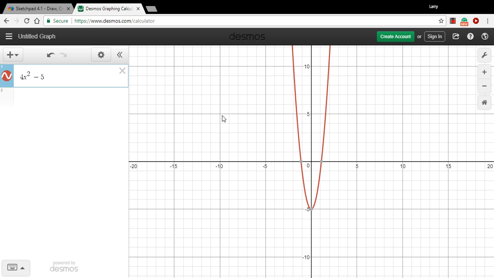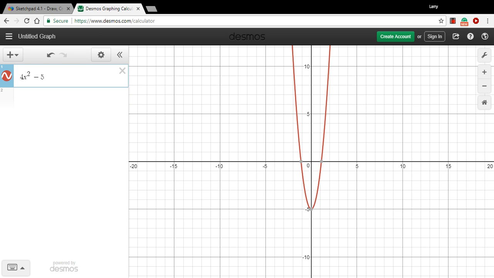What the minus 5 does is just move it down 5. The basic function, just x squared, would have its vertex at the origin here at 0, 0. And what you can see, this one has its vertex at 0, negative 5. So that negative 5, that minus 5, moved it down 5 units.